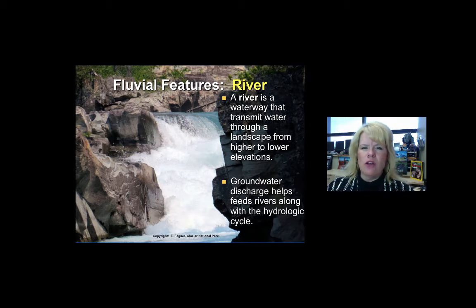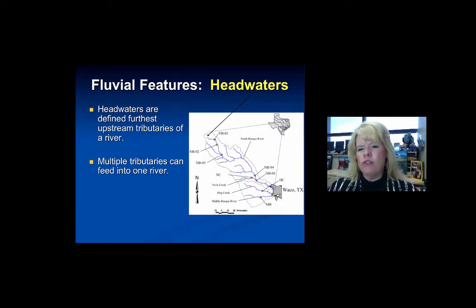So there's some places along certain rivers, in particular out west, where groundwater is a major influence for how and when a river can flow. The headwaters of a river, if this is the North Bosque watershed right here, the headwaters would represent this section right here, and then the mouth would represent where it feeds into another water body, in this case Lake Waco.